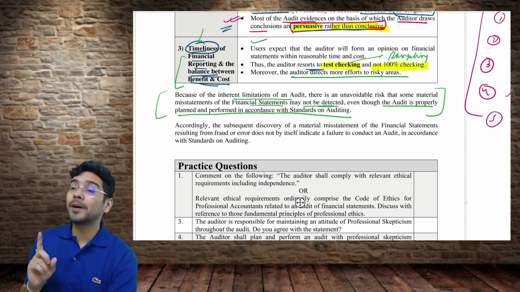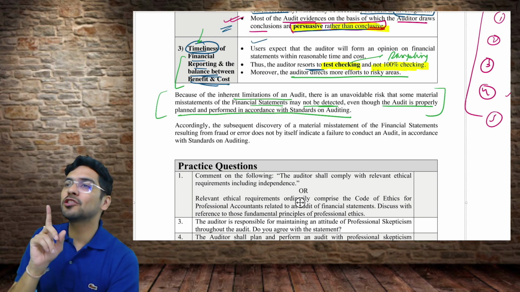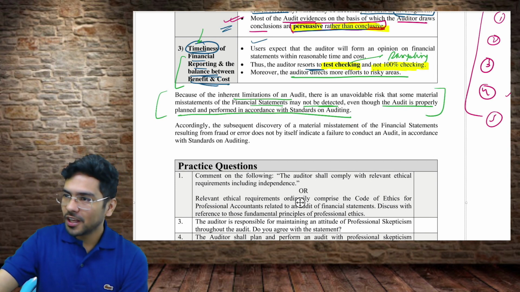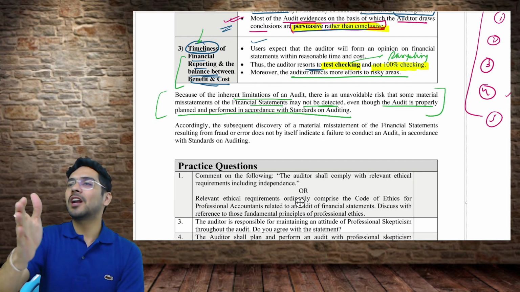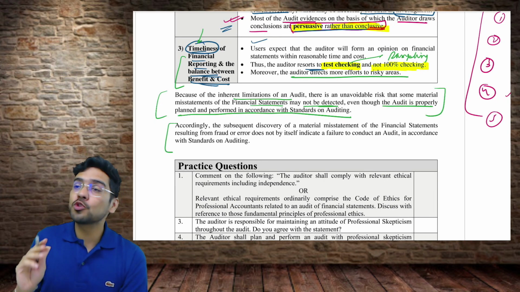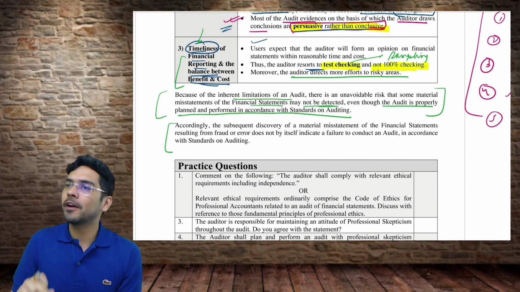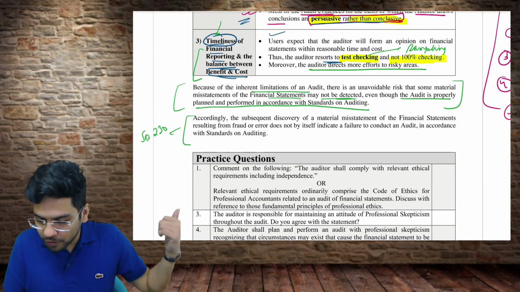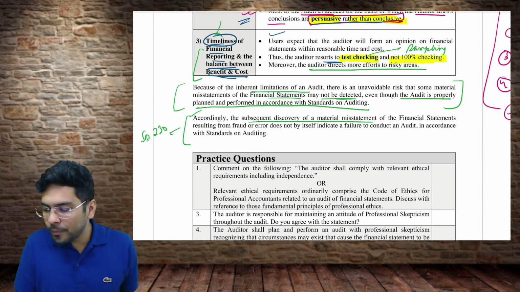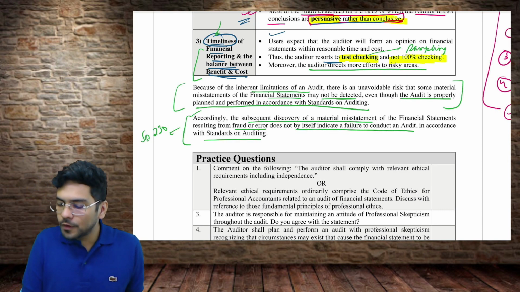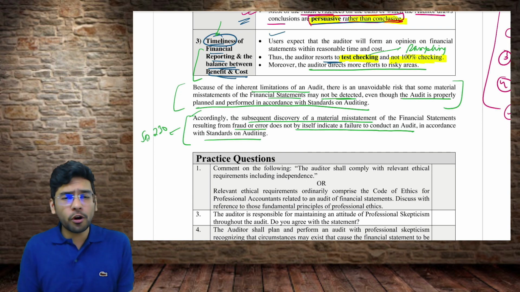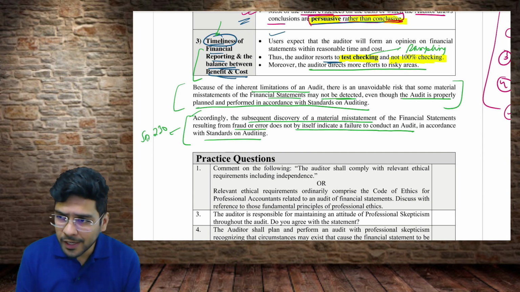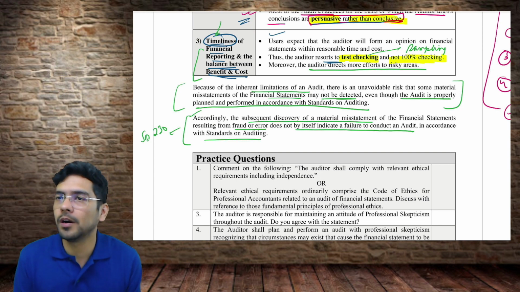Why? Because we have given reasonable assurance. But please understand, the inherent limitations of audit will only be able to save you if you are able to prove that you complied with the standards on auditing. Hence, you should always maintain proper documentation when you do the audit, and for documentation we have SA 230. It says, accordingly, subsequent discovery of material misstatement of the financial statements resulting from fraud or error does not by itself indicate a failure to conduct an audit in accordance with standards on auditing. So even if a fraud is detected subsequently, it would not mean that the auditor has not done the audit properly.